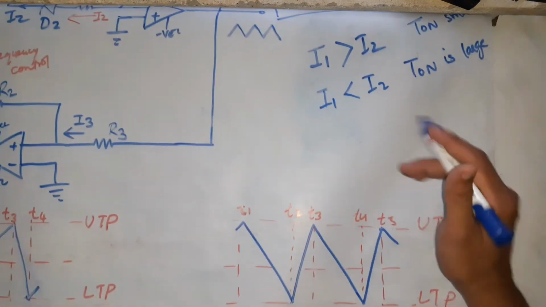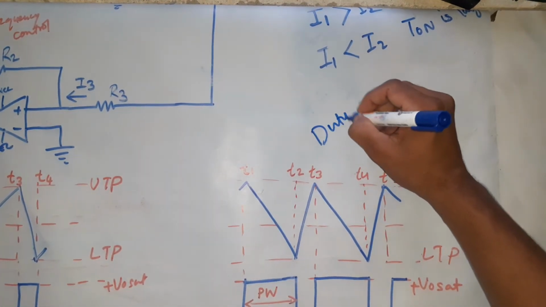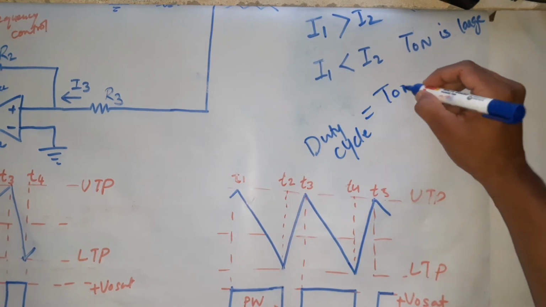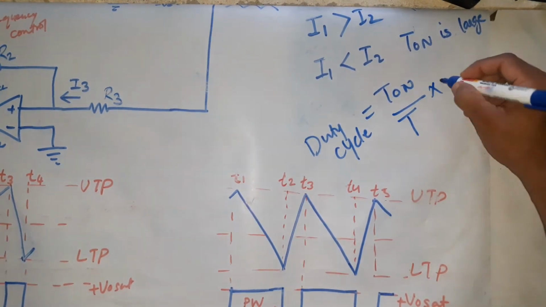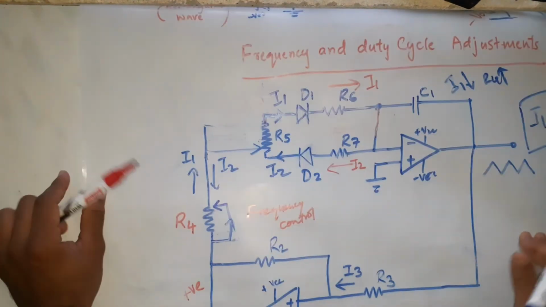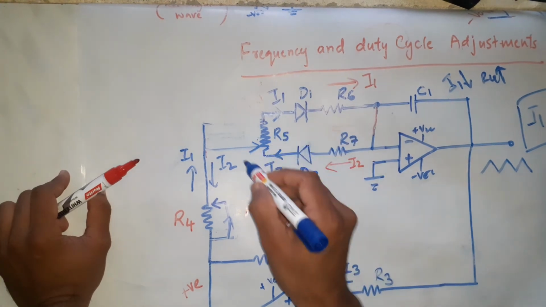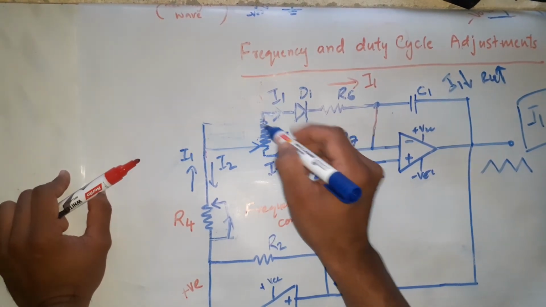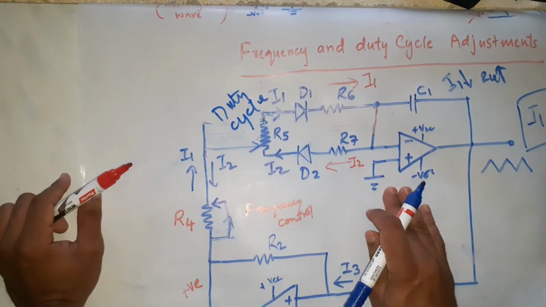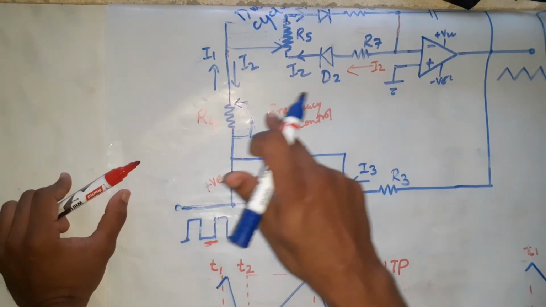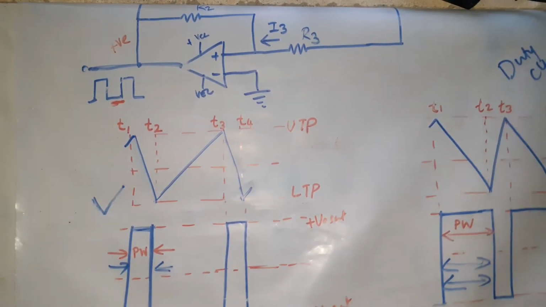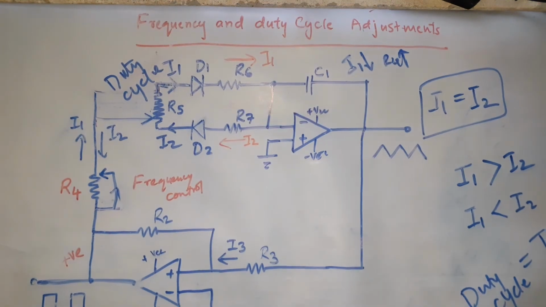So this is nothing but our duty cycle, which tells that T on divided by total time into 100% will give you duty cycle. So we say that by controlling resistor R5, you can control duty cycle. And by controlling resistor R4, you can control frequency. Frequency means the number of cycles can be controlled here. Okay.